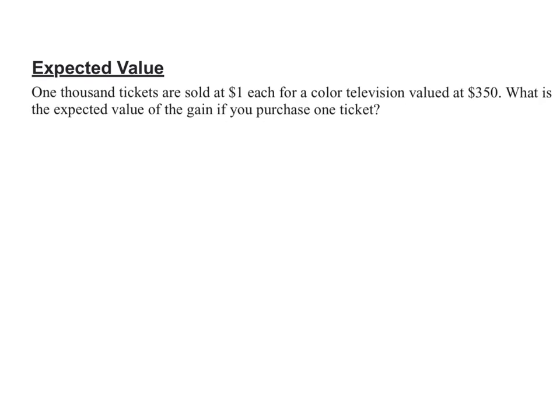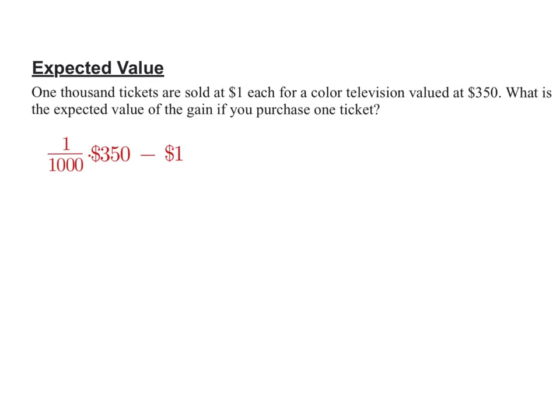I just want to talk through it first. Here's the math part. We're taking the expected outcome and multiplying it by its probability, what we've been doing before, and subtracting off the initial investment. So what that looks like is this. My probability of winning is 1 out of 1,000. My outcome is that $350 TV, and then I subtract off the dollar that I invested.